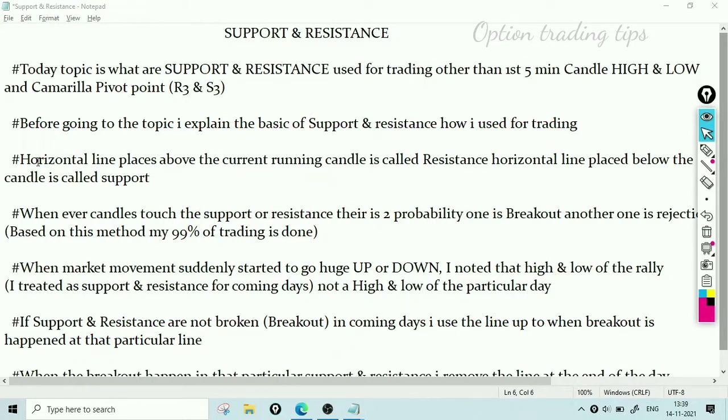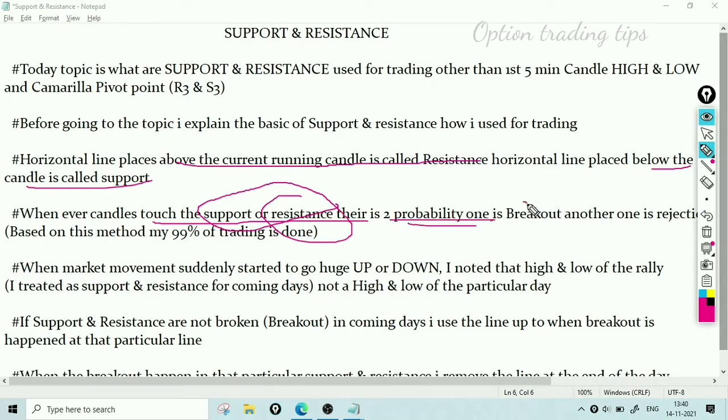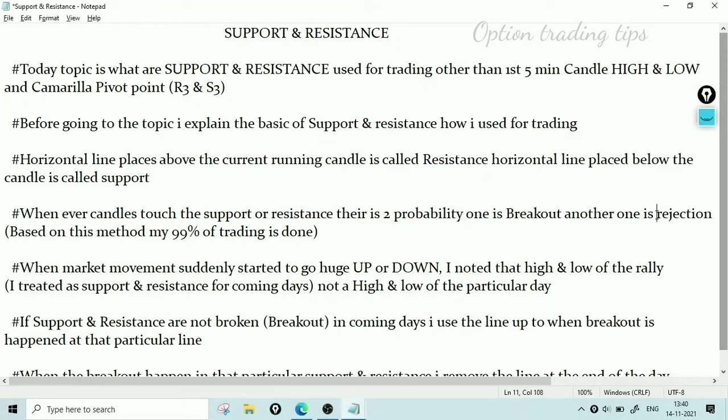The horizontal line above the candle is resistance, below the candle is support. Whenever the candle touches the support or resistance, there are two probabilities. One is breakout, another one is rejection.